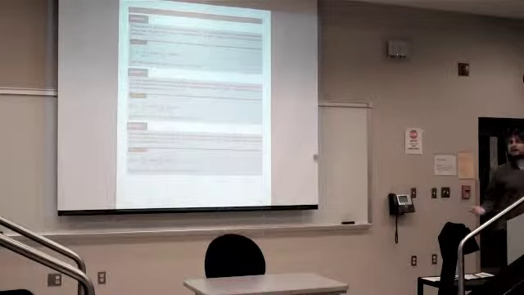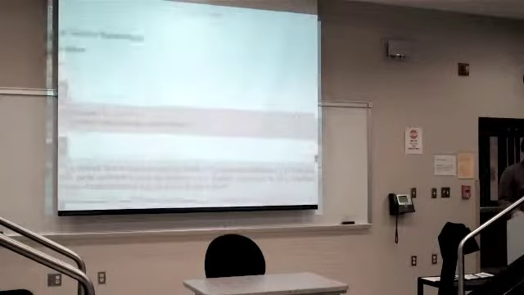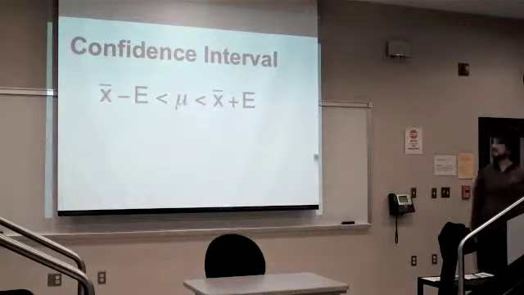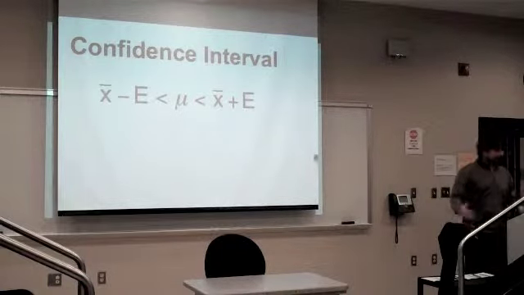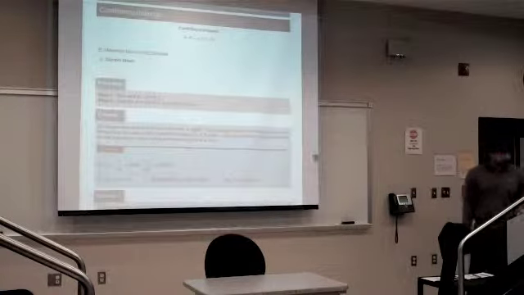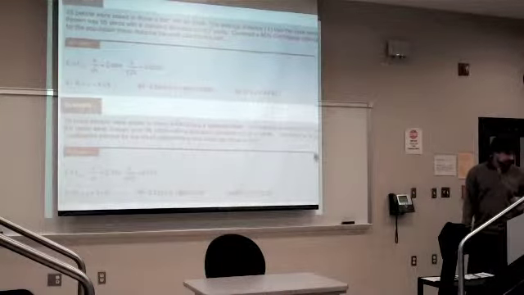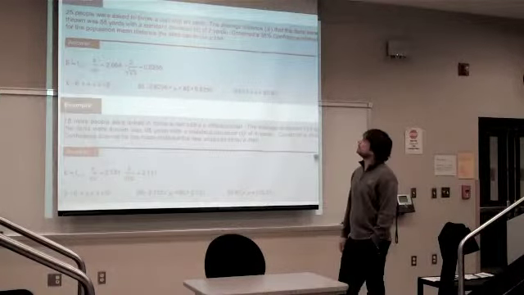Alright, so now that we've calculated our E value, it's exactly the same as what we did last time. We just simply add and subtract E to our x bar. That's it. There's nothing different. There's no t alpha over 2s or anything in this because we've already calculated our E value. So, same confidence intervals we did last time.